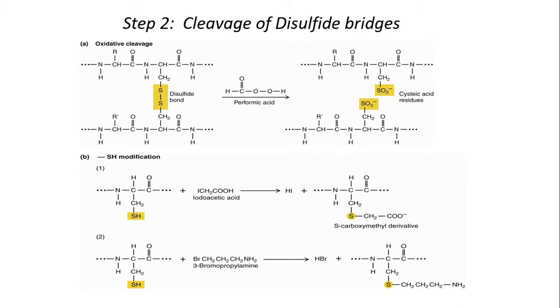These reduce those disulfide bridges in the cysteine residues, but they leave those cysteines free to reform that bridge. So you must treat them in a second step with an alkylating agent. So that's what these 2 compounds are doing. They're alkylating that sulfur so that disulfide bond cannot reform. So that's the SH modification.